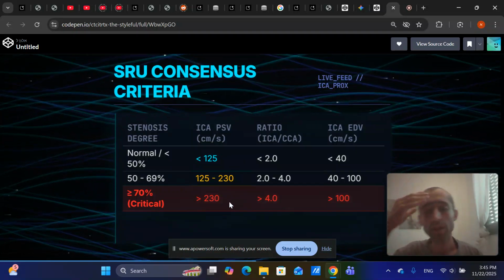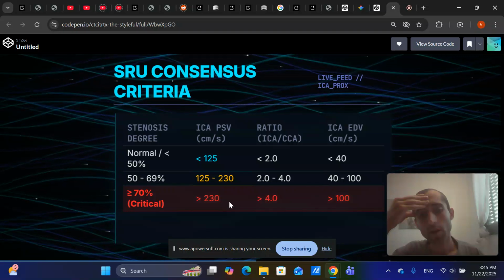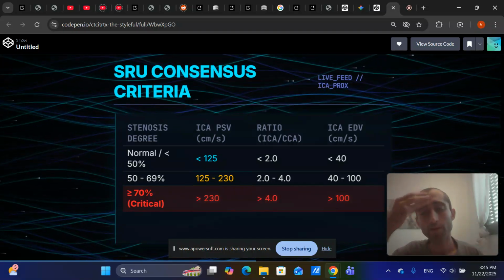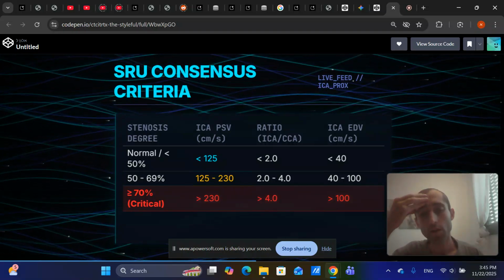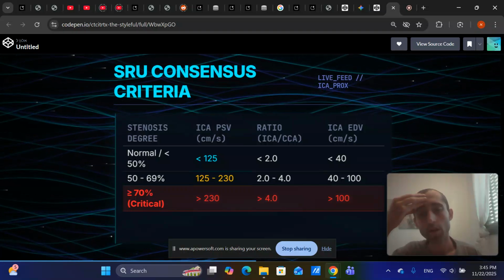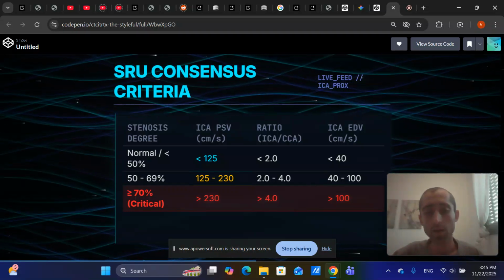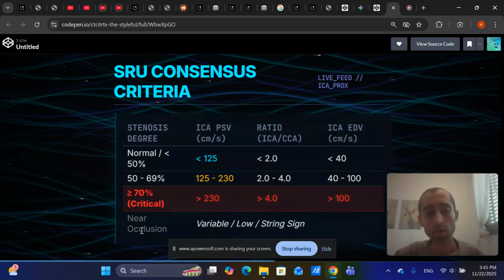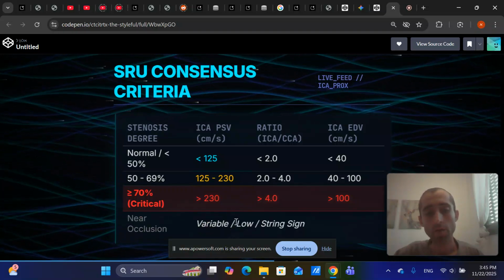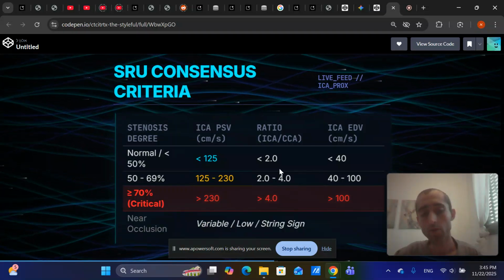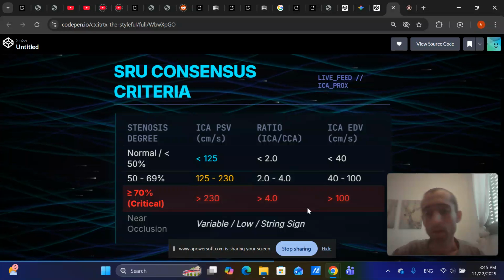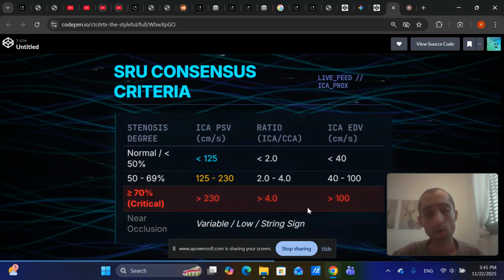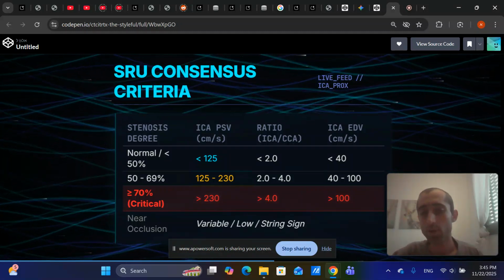You will see in the indication for surgery that this will be, in symptomatic patients, a more clear cut definition for patients that need intervention, surgical intervention with carotid endarterectomy or carotid artery stenting. Now, the pitfall is with near occlusion, when you may see even variable low flow or string sign. Anyway, the velocity may drop even though the patient has critical occlusion, that is near total occlusion.